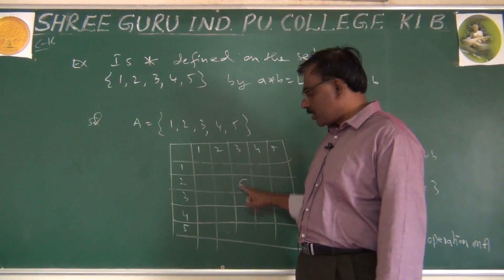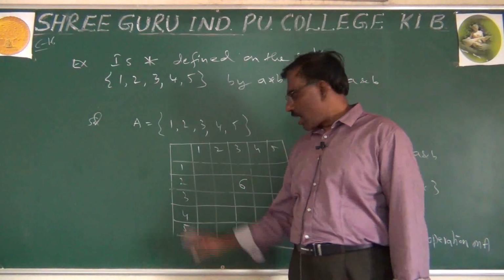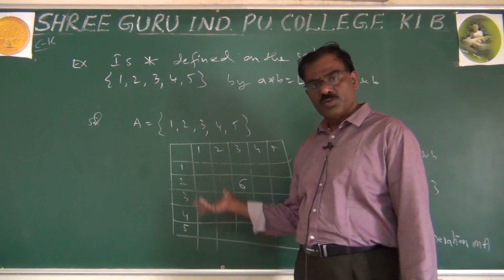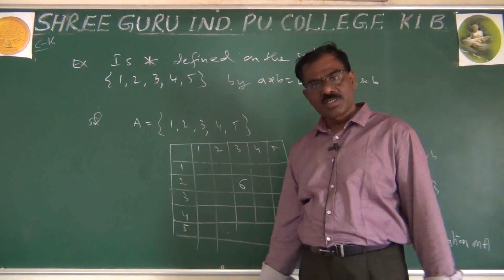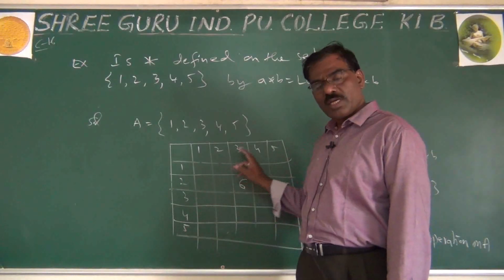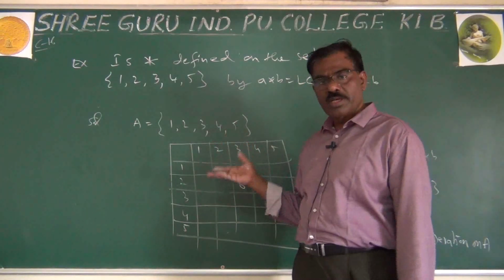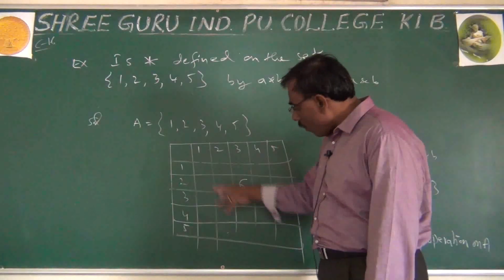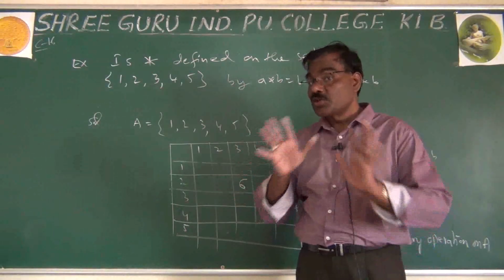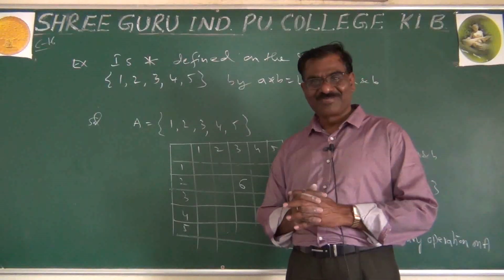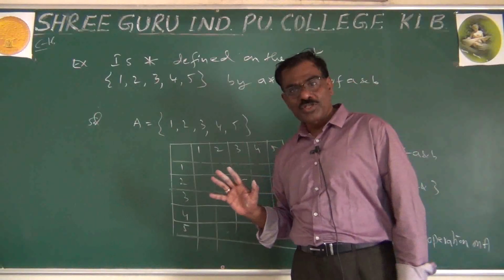You go to 2 and 3, 6 is enough. Take 2 and 3, the LCM is 6, but 6 does not belong to set A. If all the entries belong to set A, that is called a binary operation. What is a binary operation?